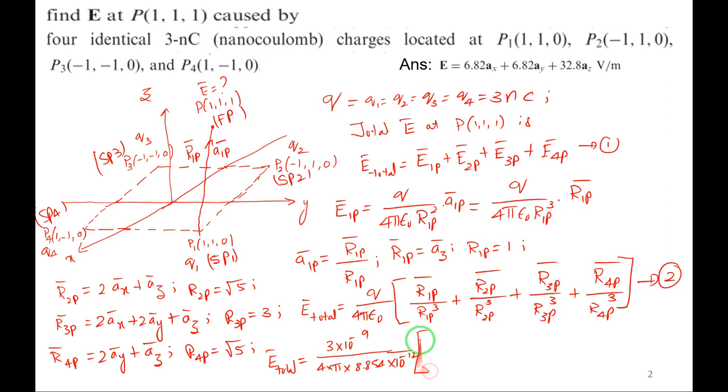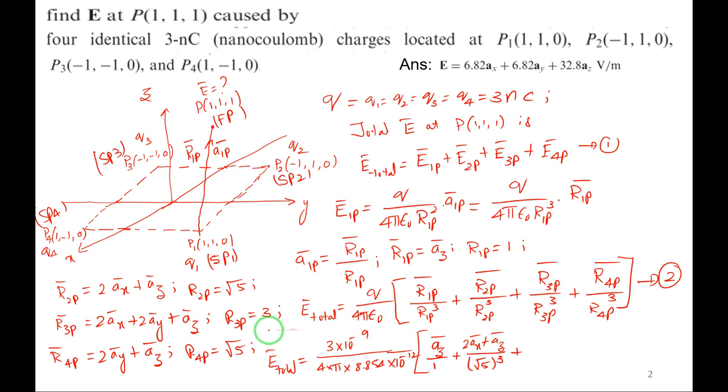Then R1p vector is AZ and its magnitude is 1, and 1 cube is 1 only. So R1p term is AZ divided by 1, plus vector R2p, which is here 2AX plus AZ, divided by R2p whole cube. R2p is root 5, so root 5 whole cube.